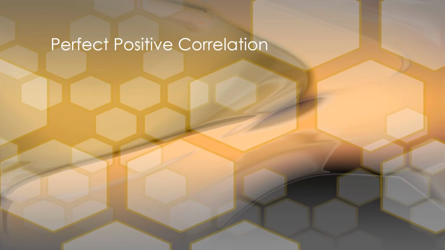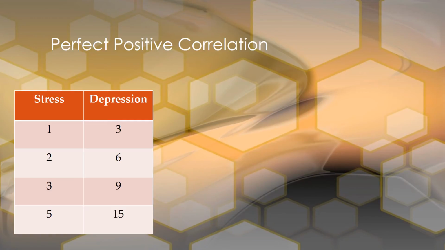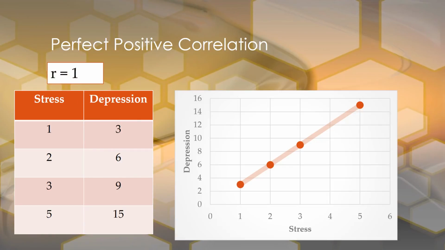So here we're going to talk about a perfect positive correlation. So here we have our scatter plot, and if you have an R of 1, that means that we can predict with 100% accuracy what y will be with our x variable.